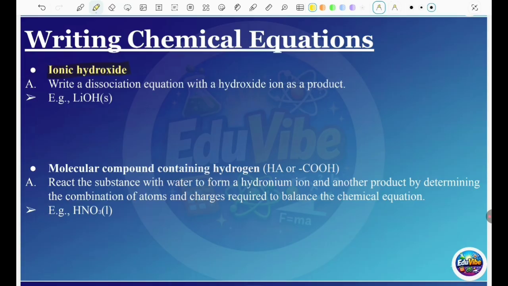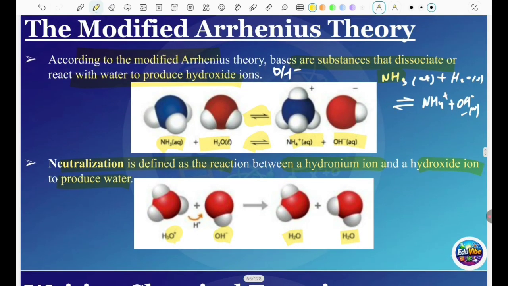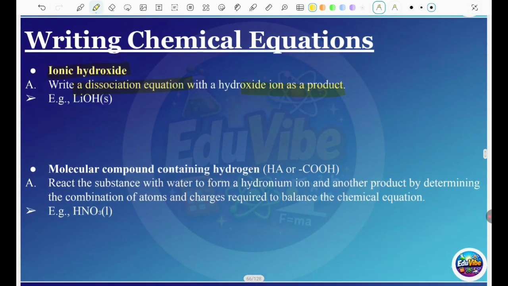If we get any ionic hydroxide, which is basically a base, write a dissociation equation with the hydroxide ion as a product. You should write the whole dissociation, like we wrote over there with NH3, where we made the modified Arrhenius equation because it is a weak base. But if we get an ionic hydroxide, this is basically a strong base, which has OH on the end. So this is a strong base, and we have to write the dissociation equation with the hydroxide ion as a product. How can we write this? Here is an example.